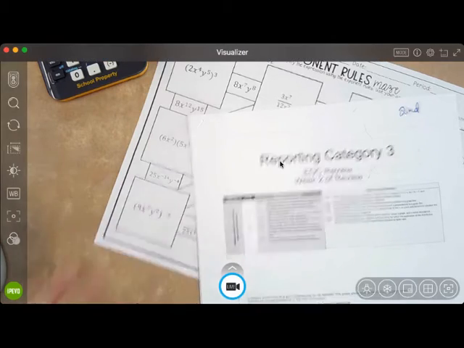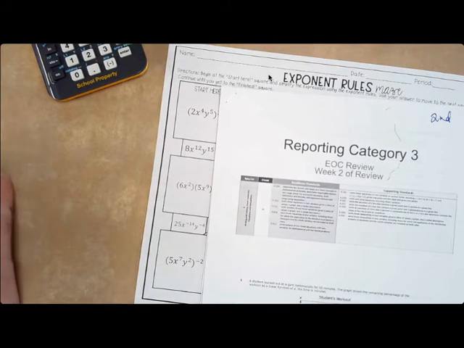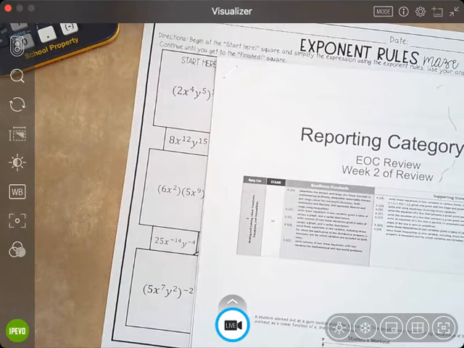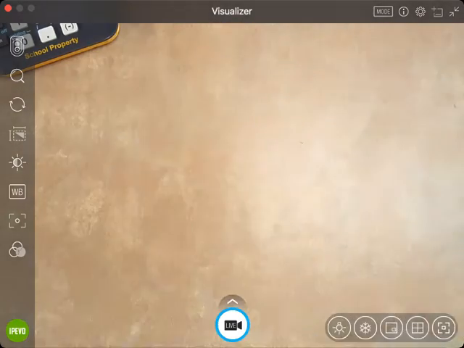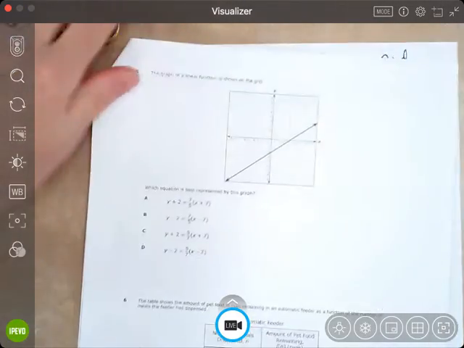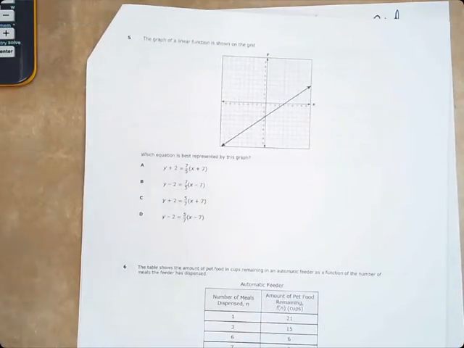Let's look at reporting category 3 and go over a few of these problems. Let's look at number 5. The graph of a linear function is shown on the grid. Which equation best is represented by this graph?